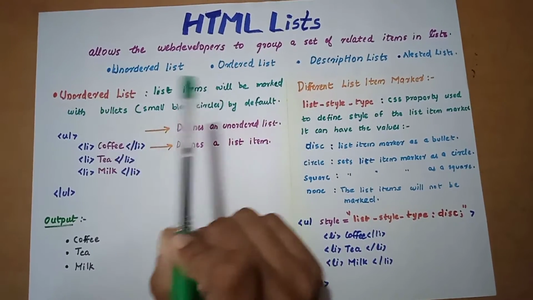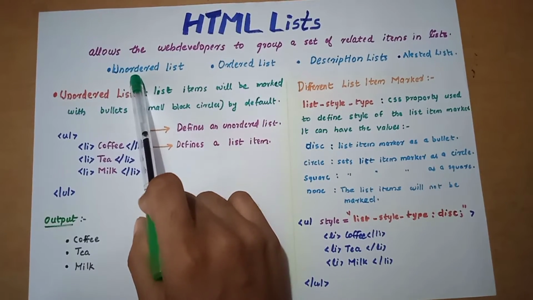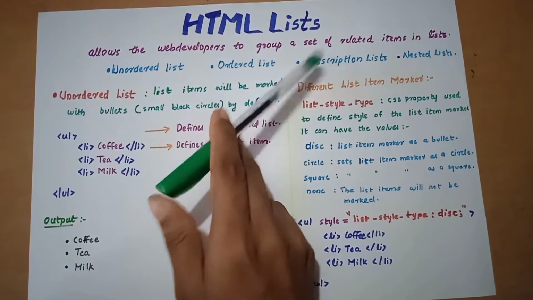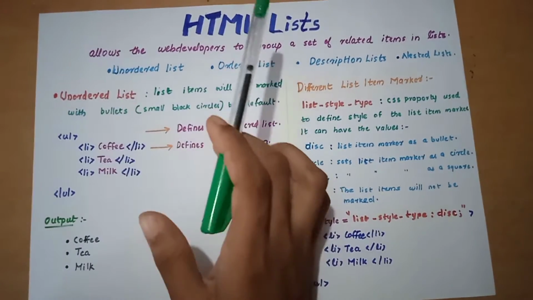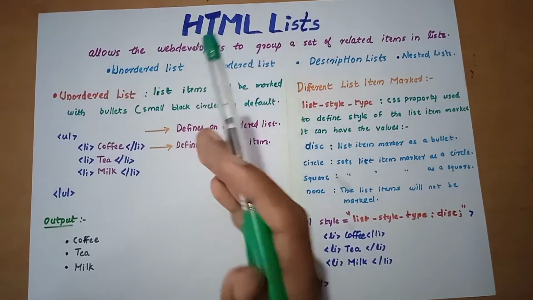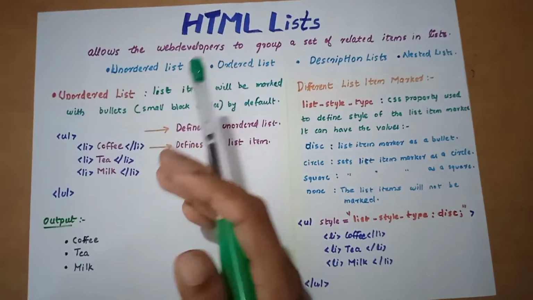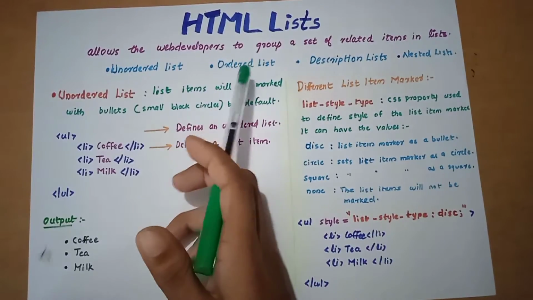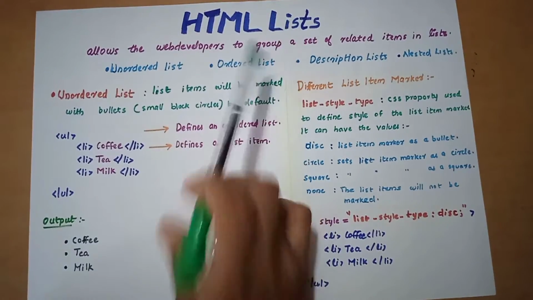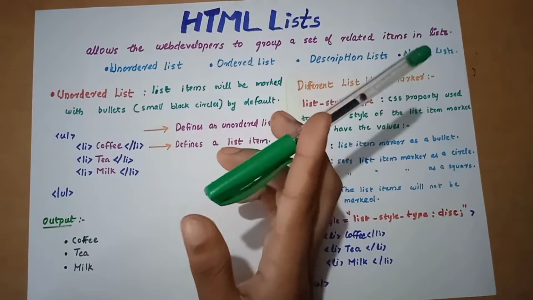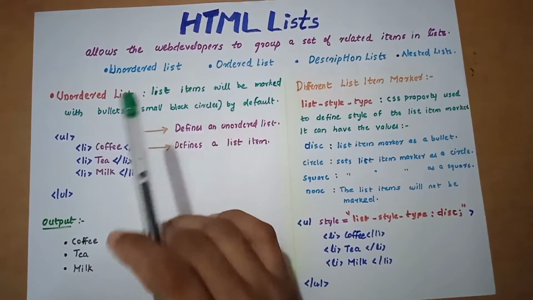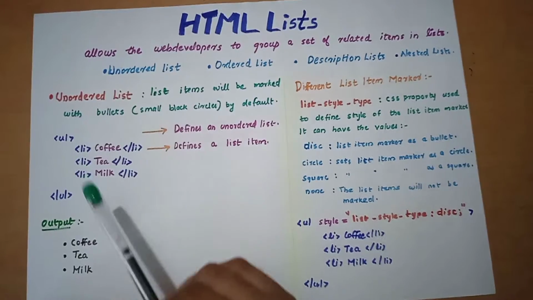So here we have three different types: unordered list, ordered list, description list, and the next one is nested list. Nested list is not really a special group inside this. It's normally just a representation inside each of these. So the main types are unordered, ordered, and description lists. The nested list is just a representation inside these kinds of lists itself. So let's see each of these.